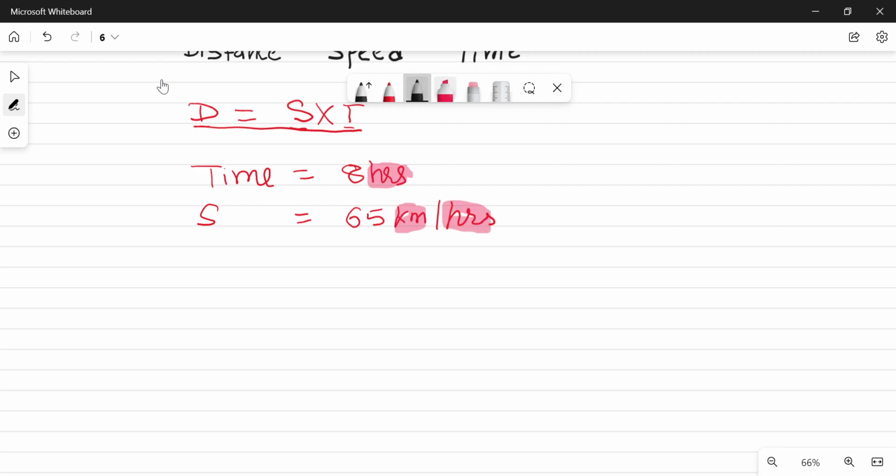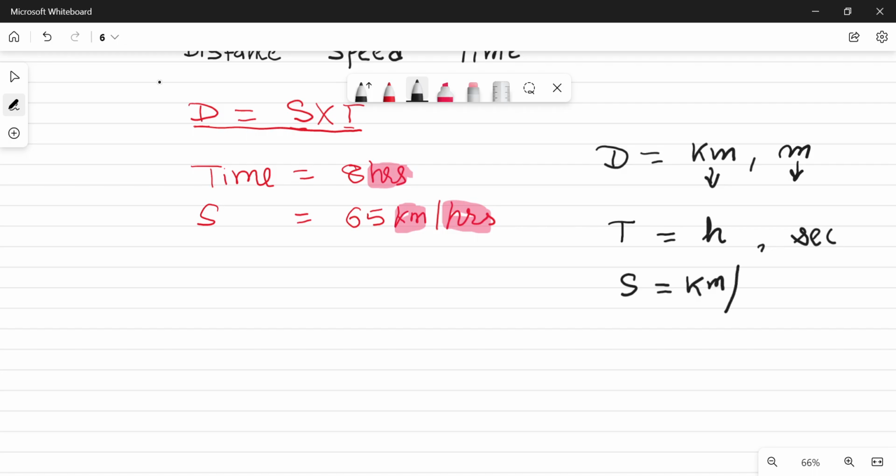If we talk about the units, we have three identities here: distance, speed and time. Distance should be in kilometers or in meters. If distance is in kilometers, then time should be in hours, and if distance is in meters, then time should be in seconds. Okay, if they both are in kilometers and hours, then speed should be in kilometers per hour, and if they are in meters and seconds, then speed should be meters per second.